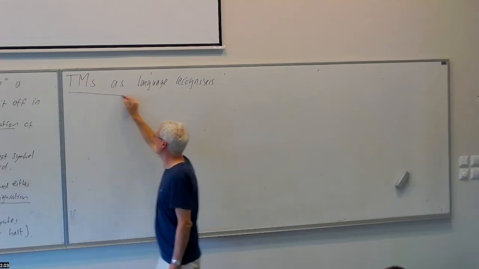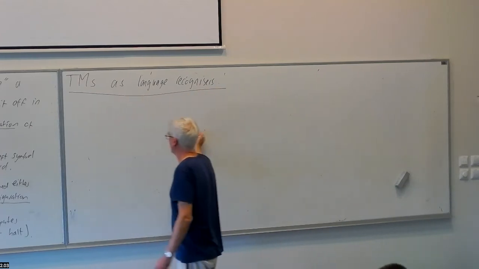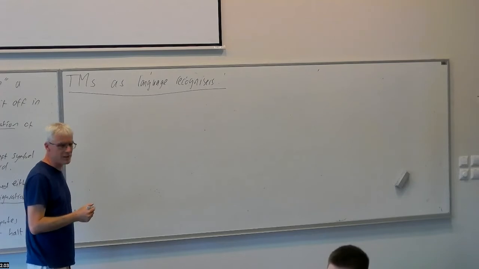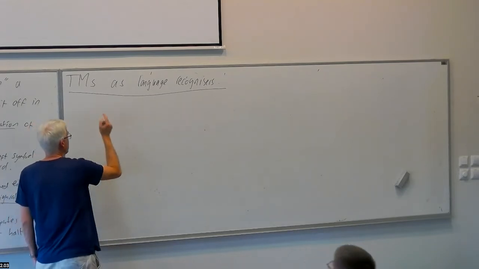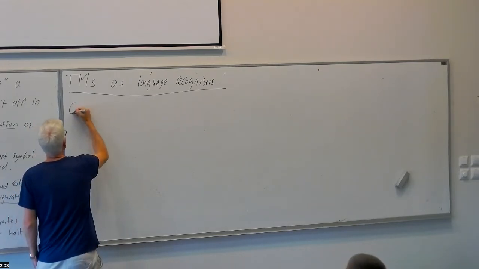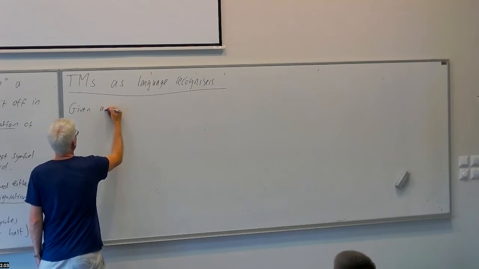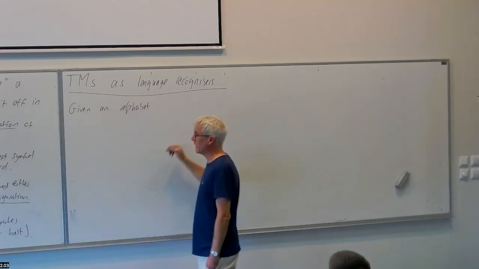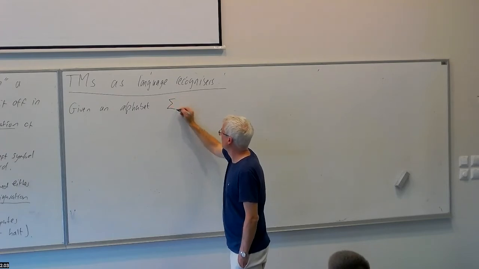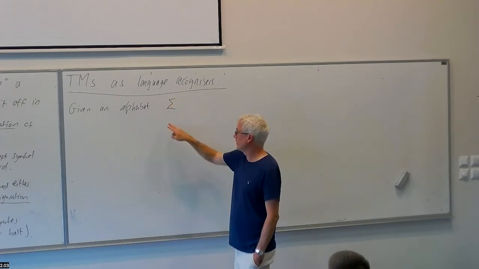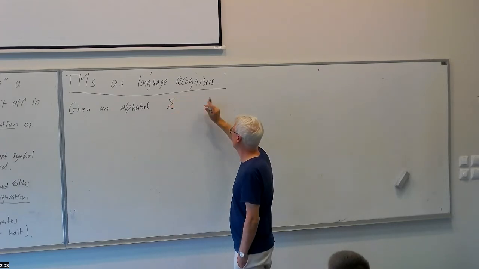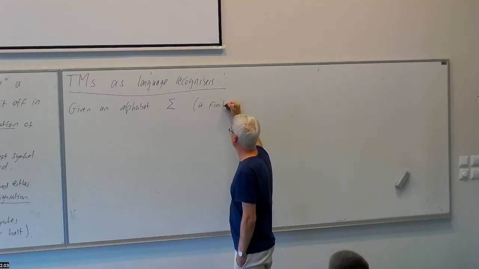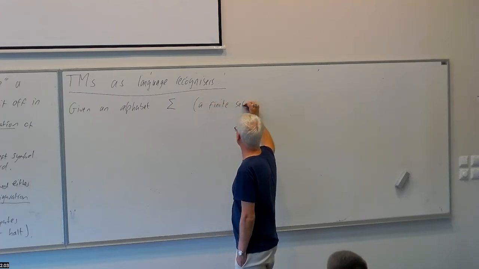Recognize languages. So just to remind you, or tell you if you haven't seen this before, the notion of a language, which I've just gone over. Given an alphabet, typically one uses a capital Greek letter sigma for an alphabet. So this is a finite set. You think of them as symbols.